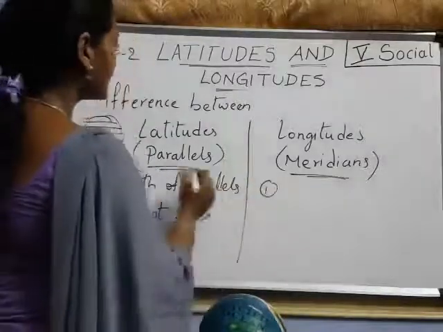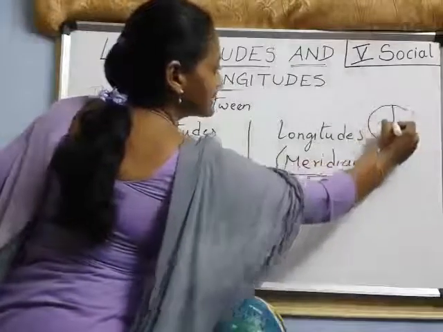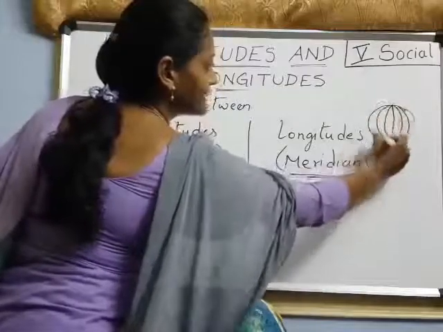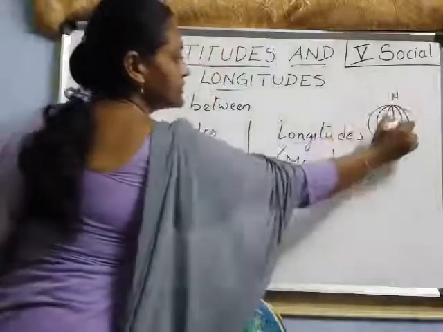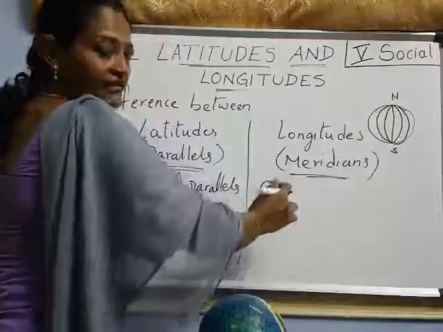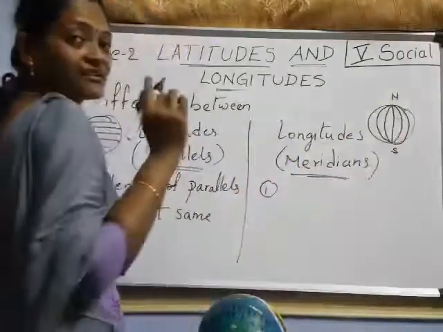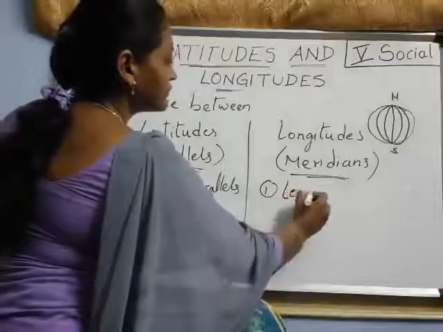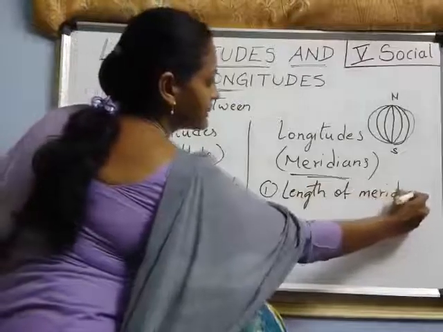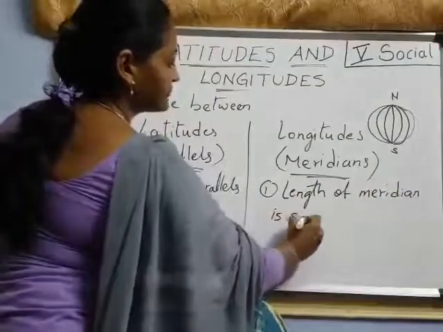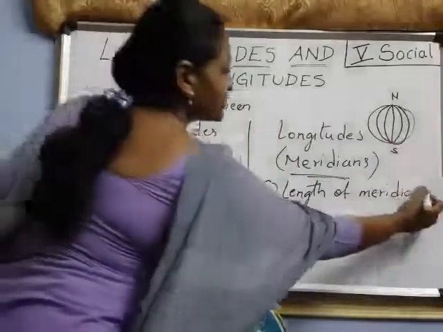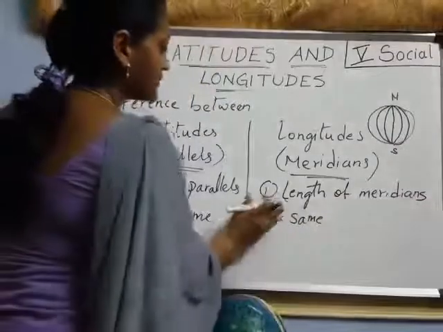Coming to the difference here, what is there? Like this, the prime meridian, we have all the meridians like this, from the north pole to the south pole. Now, I said the length of the meridian is equal, right? Here the length of all meridians is the same. Meridian means nothing but longitude. The length of the meridian is the same for all.